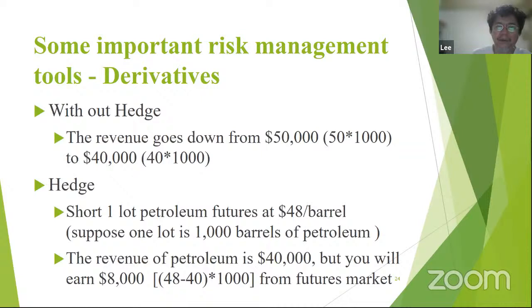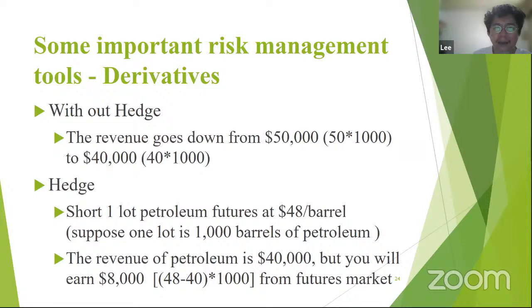And with hedge, you just short one lot of petroleum futures at maybe a price of $48 per barrel. At the beginning, the futures price is about 48 per barrel. Also we suppose one lot is 1,000 barrels of petroleum. So the revenue of petroleum 6 months later is this: because the price is 40 and after you produce 1,000 barrels, you can sell at $40 per barrel, and finally you get $40,000.